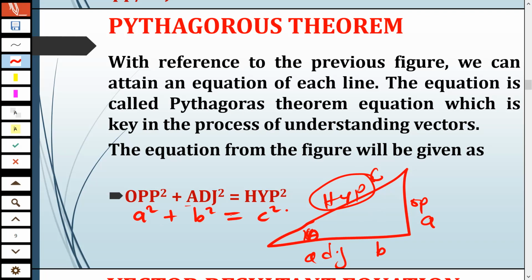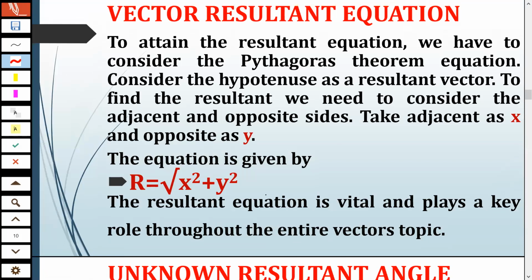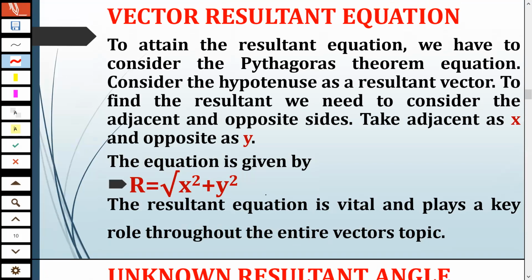So this is what it means. So let us quickly move on and look at other things. So how do you find the resultant of a vector? How do you calculate the resultant of a vector? The resultant of a vector is calculated the same way we calculate the resultant of complex numbers.